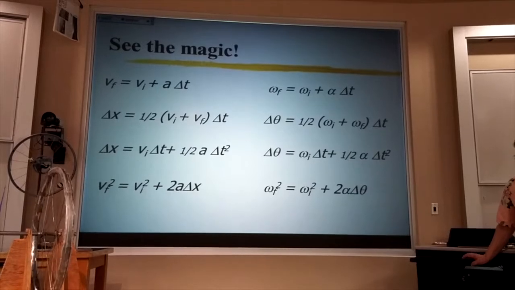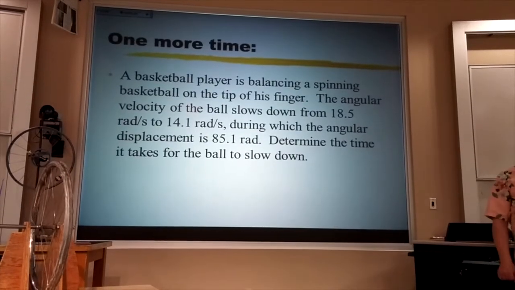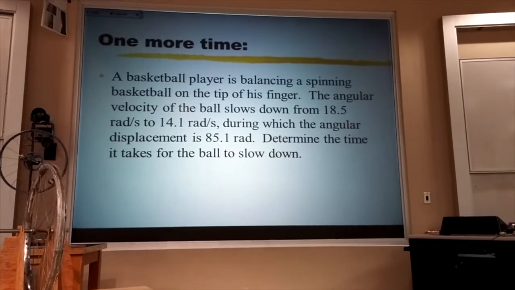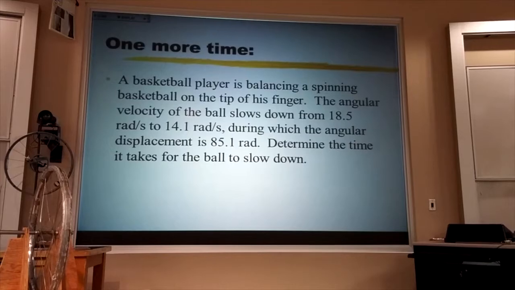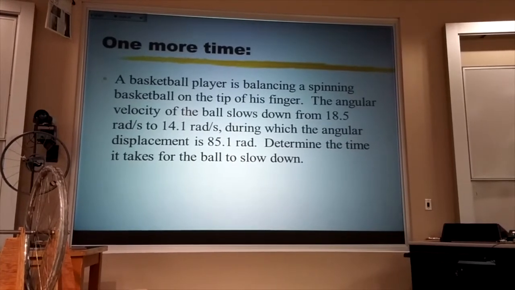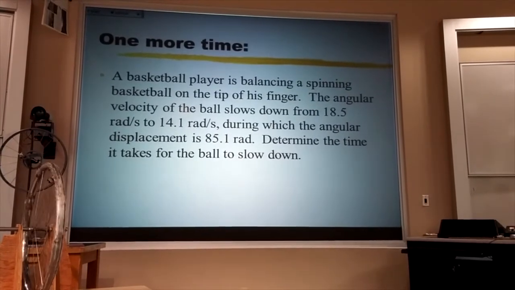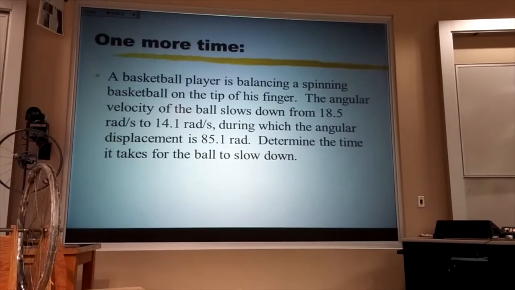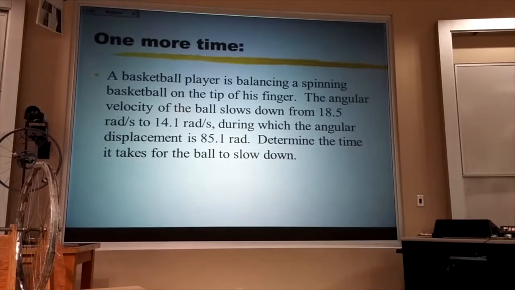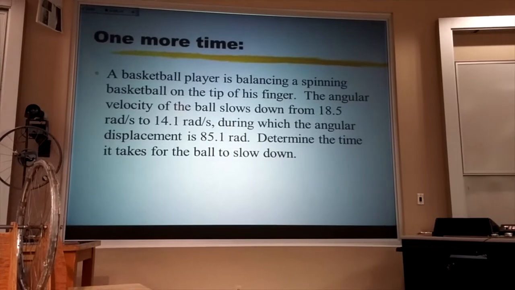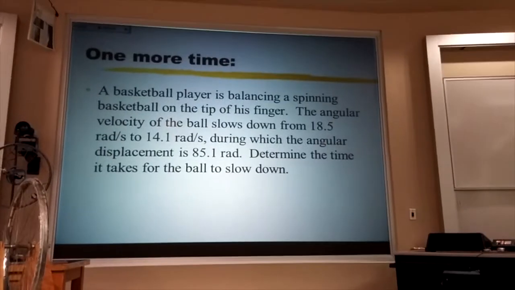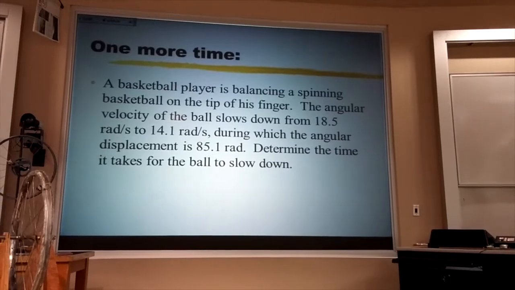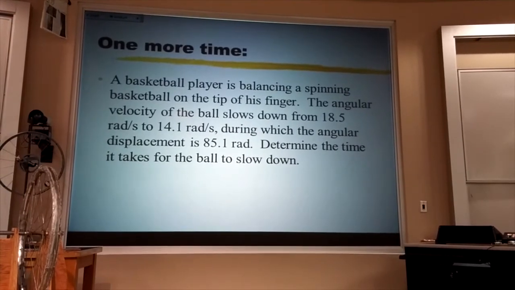Okay, now that you've seen me solve a problem, why don't you solve a problem? You have your equations up here. A basketball player is balancing a spinning basketball on the tip of his finger. The angular velocity, the speed of the ball, slows down from 18.5 radians per second to 14.1 radians per second. During this slowing period, the angular displacement is 85.1 radians. How long in seconds does it take for this ball to slow down?